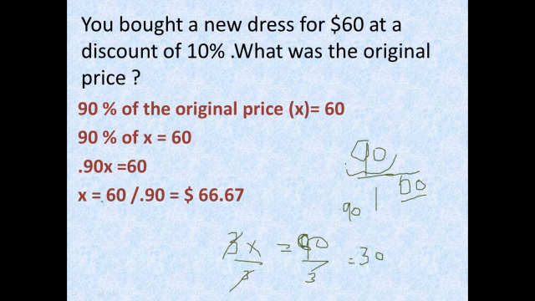So similarly here, when you're solving, you divide both sides by decimal 90 to find X, which was your original price. This gets cancelled. You are left with X equal to 60 divided by decimal 90, which is $66.67. Let's take another example.